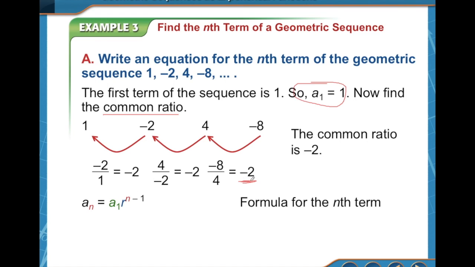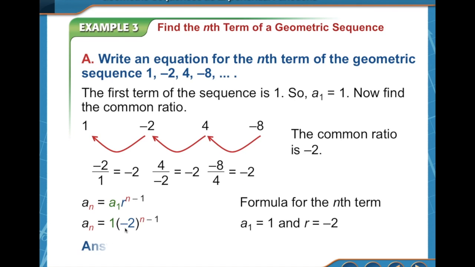We already said that. Our first term is 1, so we know what our green term is here. Our blue term is -2. And our n will depend on what term we care to find. So we can plug in what we know. So first term becomes 1. We got that here. R became -2. We got that here.